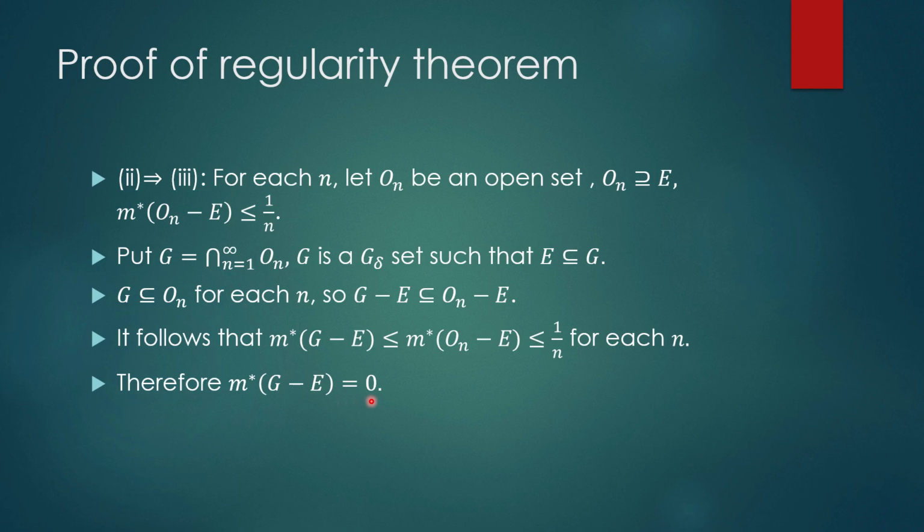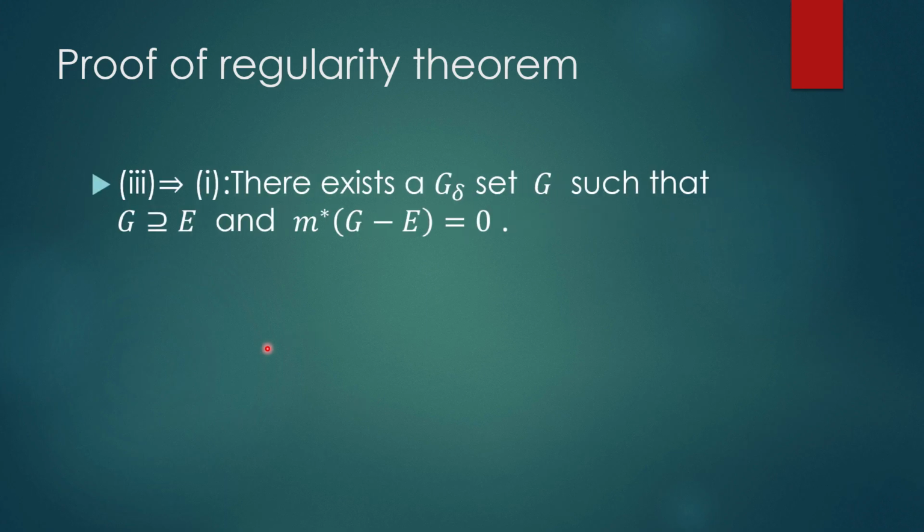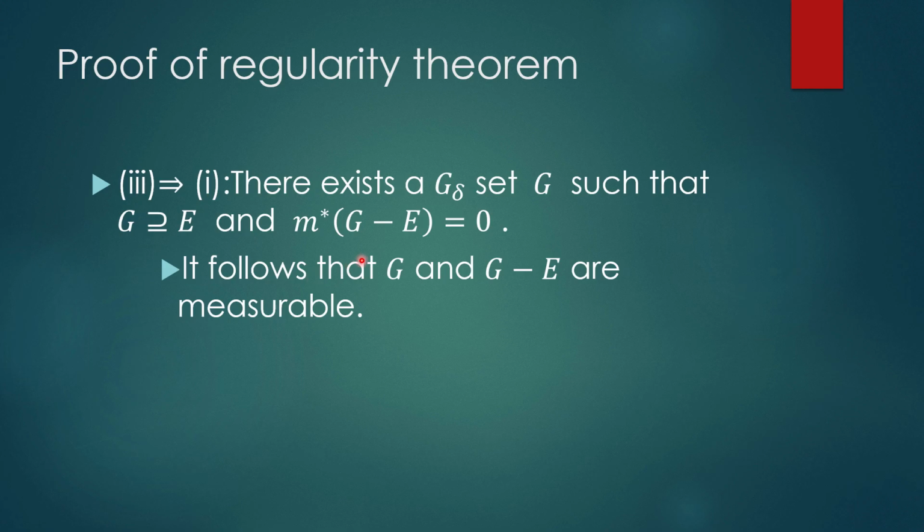Alright, so now let us prove statement number 3 implies statement number 1. 3 implies 1. So we are assuming 3, and then we are going to show that E is measurable. Provided m star G difference E is equal to 0, we are going to show that E is measurable. So there exists a G delta set G such that G is a superset of E and m star G difference E is equal to 0. This is statement number 3. We are going to assume this one, and then we are going to prove that E is measurable.